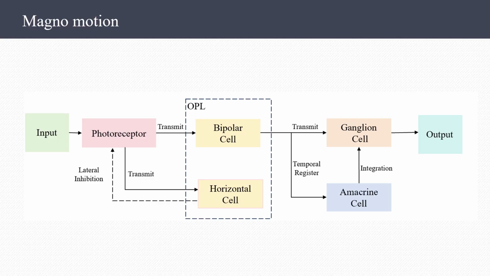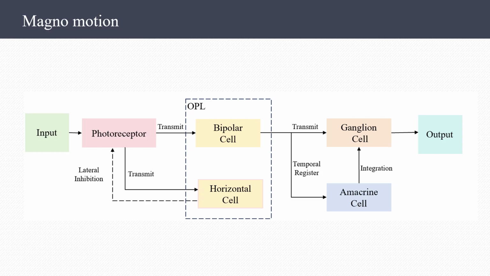Next, let me give a detailed introduction to the Motion Information Extraction module. The MagnoMotion module is inspired by the dynamic visual processing mechanism of the magnocellular pathway in the mammalian retina. It processes the input image through 4 stages. First, it simulates photoreceptor cells to perform nonlinear intensity normalization, enhancing the contrast in dark regions. Second, horizontal cells apply Gaussian filtering, also known as lateral inhibition, in both spatial and temporal domains to suppress low-frequency background noise, while bipolar cells use a center-surround operator to sharpen the edges of moving targets.